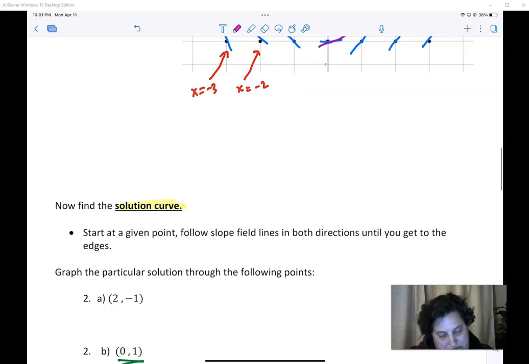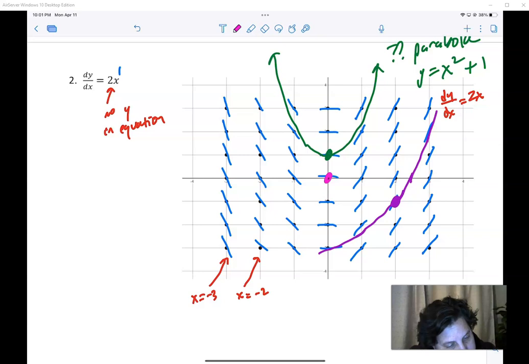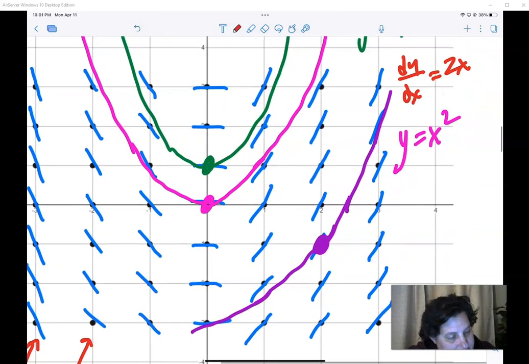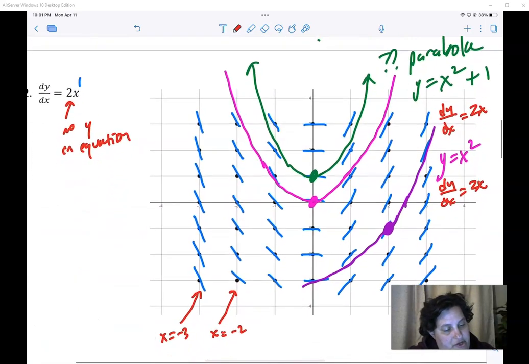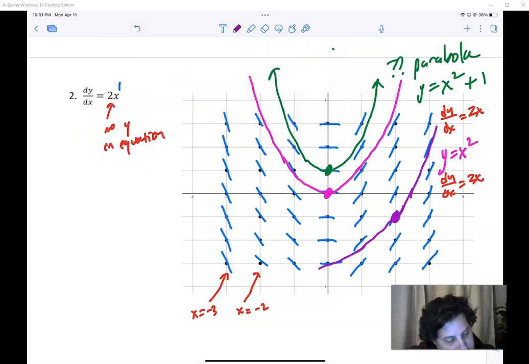Let's do the solution through the point 0, 0. Here's 0, 0. I'm following the curves of these slope fields up. It looks like a parabola again, this time maybe y equals x squared. When I take the derivative of that, again I get 2x. No matter what it is, my derivative is going to give me 2x, but it's a slope field because, even with this one, I could have continued it on up like that. It's actually really pretty cool.